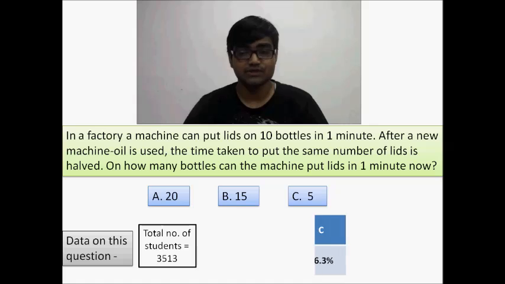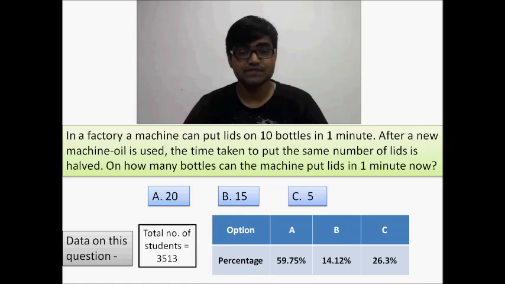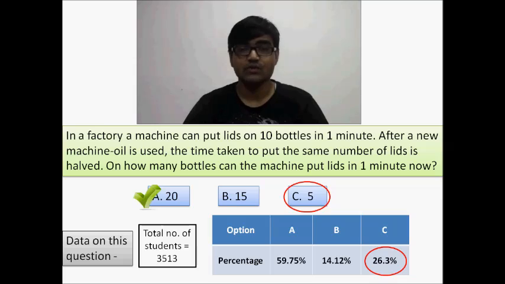The data on this question shows us that out of a total of 3,513 students of grade 8 who attempted this question, only about 60% chose the correct answer, which was option A, while around 26% chose option C, which once again shows us that they are applying direct proportionality to questions where logically we should be using inverse proportionality. Many students also simply see the value 10 and the term halved and then blindly choose option C by concluding that it should be 5.